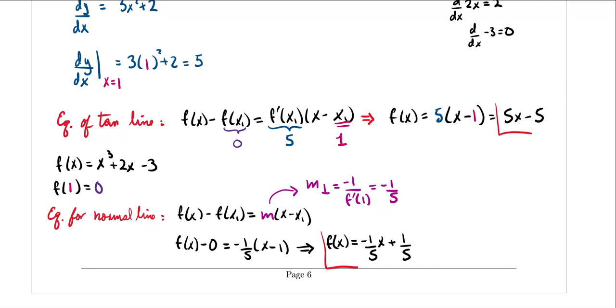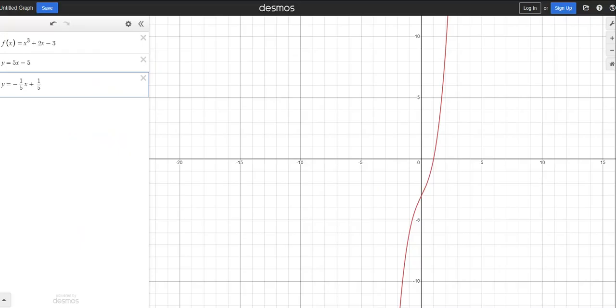Now, I want you to see all of these lines coming together on Desmos. So let's take a look. So going to Desmos here, we can take a look at the original function, x cubed plus 2x minus 3. Okay, next I'm going to go ahead and graph the equation for the tangent line at x equals 1. And in fact, let me mark the point here, x equals 1. It was at (1, 0). Perfect. Now, let's take a look at our equation for the tangent line. There we go. Here is our tangent line.